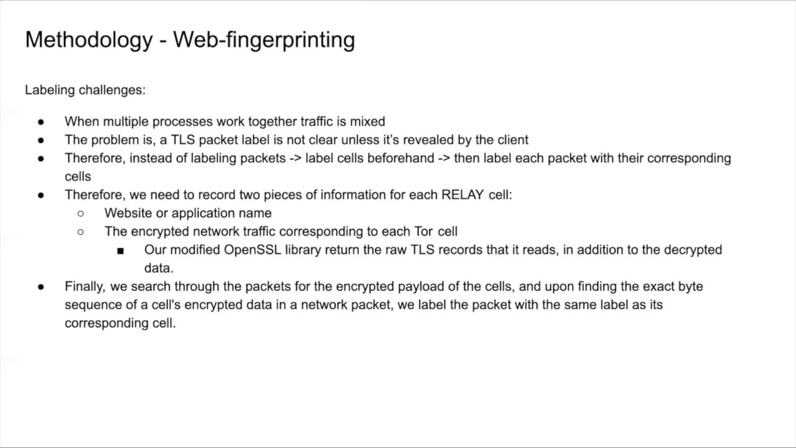In order to do that, we modify the OpenSSL library so that it returns the raw TLS records that it reads, in addition to the decrypted data. And finally, when we have both pieces of information for each of the cells, we search through the packets in the PCAPs for the encrypted payload. Upon finding an exact sequence of bytes for a cell's encrypted data in a network packet, we label the packet with the same label as its corresponding cell.